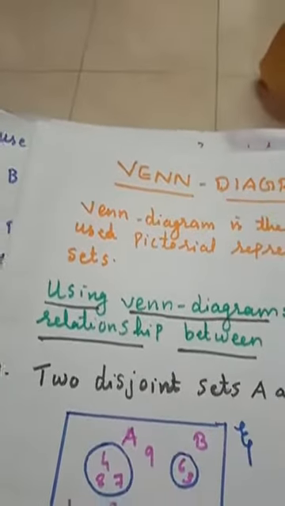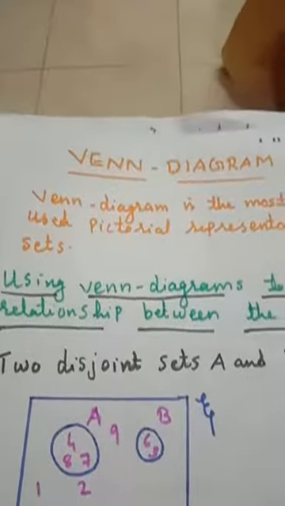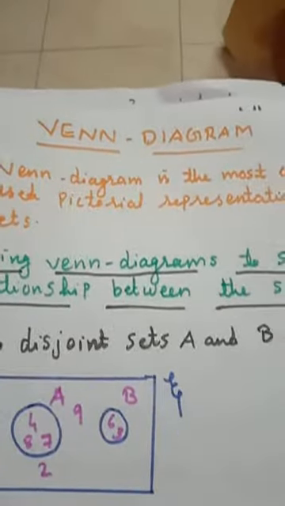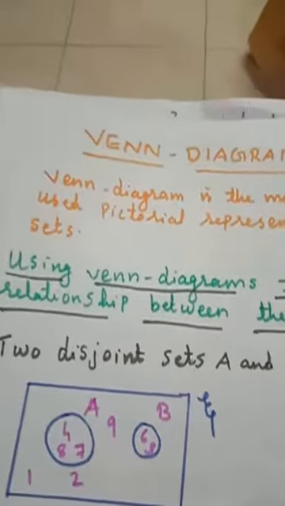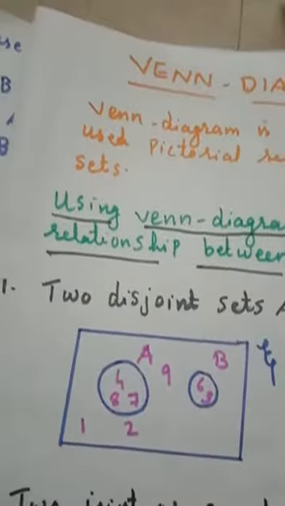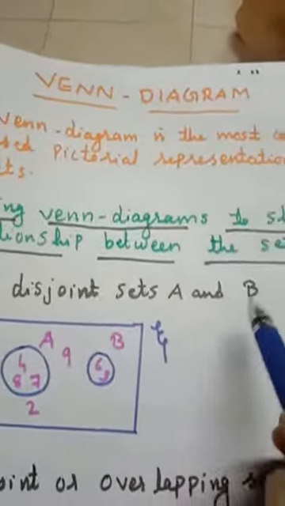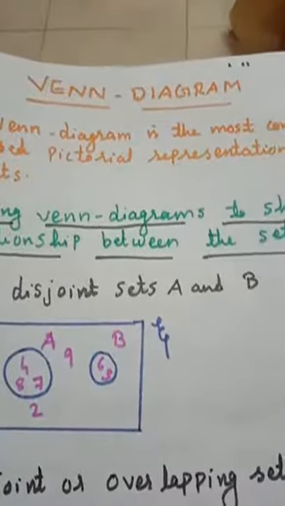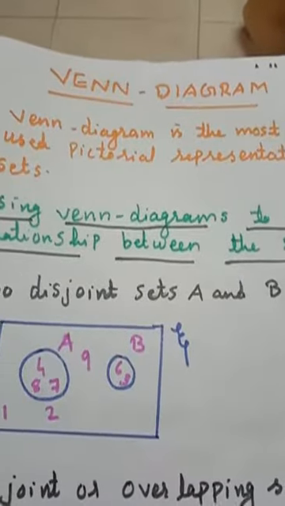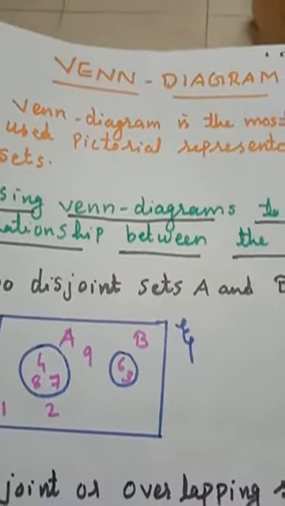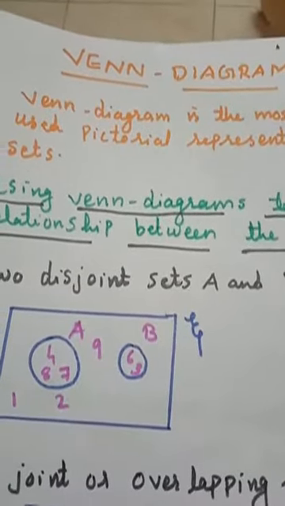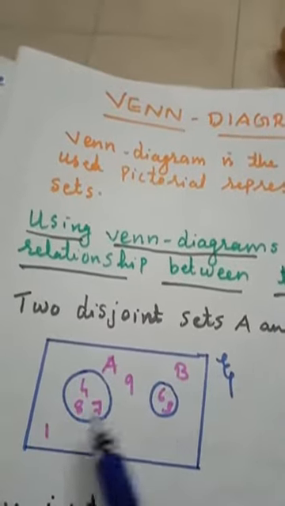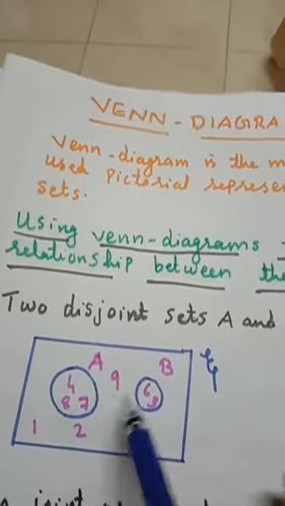Now let us learn how to use Venn diagram and how to mark the relationship between two sets. Suppose two disjoint sets A and B. What do you mean by disjoint? Disjoint set means they have no element in common. So this is the disjoint set A and B.